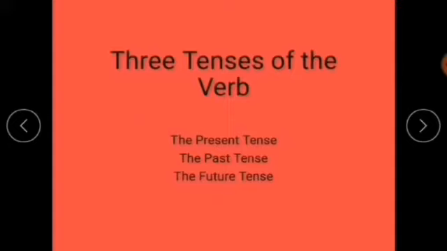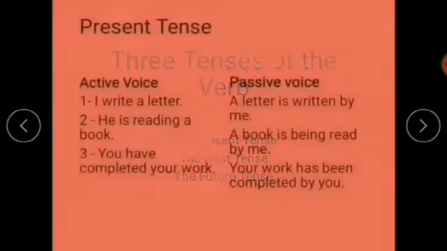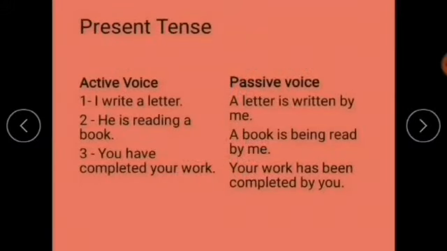There are three tenses of the verb, namely the present tense, the past tense, and the future tense. These tenses are further subdivided into 12 tenses. But out of these 12 tenses, only 8 tenses have passive voice form. Let us start from present tense.